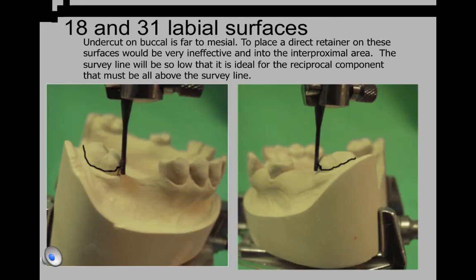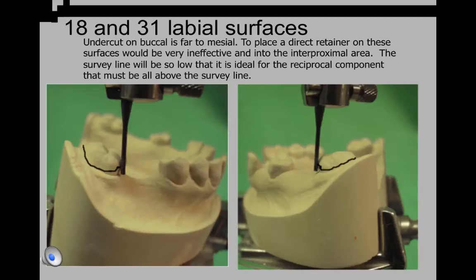This slide shows the labial surfaces of number 18 and 31. The undercut on the buccal, there basically isn't one until you get really far on the mesial aspect. To place a direct retainer on these surfaces would not be very effective, and it would be almost into the interproximal area. The survey line will be so low that it is ideal for the reciprocal component, though. The reciprocal component is entirely in the middle third of the tooth, and this makes it very easy to place it there because the survey line is all the way down at the gingiva.